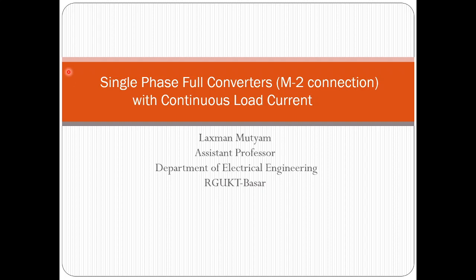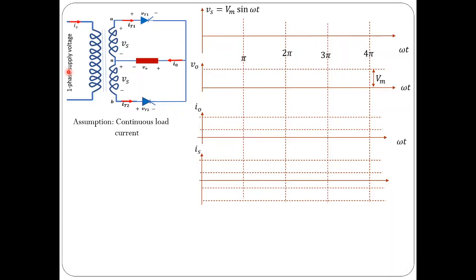In this session we shall discuss single phase full converter with M2 connection with continuous load current. Circuit diagram for single phase midpoint converter, or single phase full converter with M2 connection, is shown here. So it is a transformer between load and the source, and that center tapping, or midpoint tapping, on secondary side is shown in this circuit diagram.